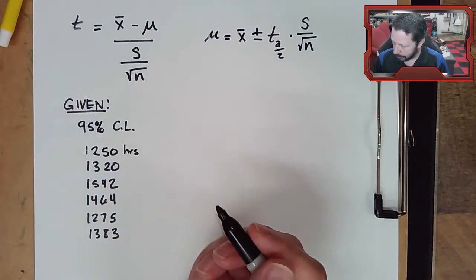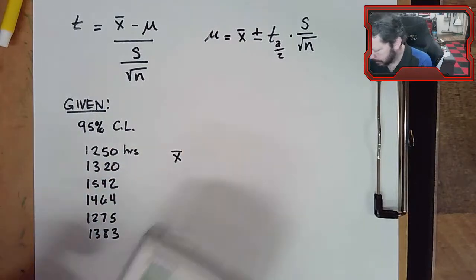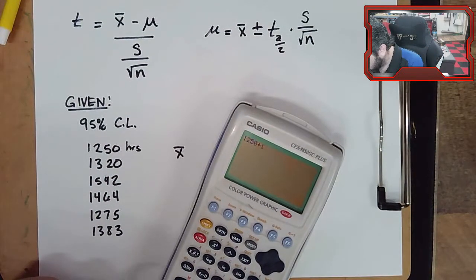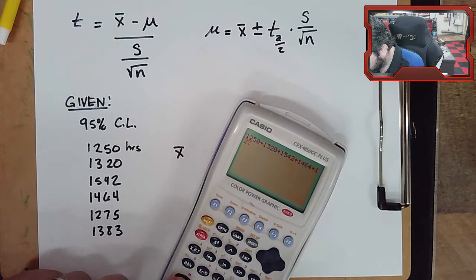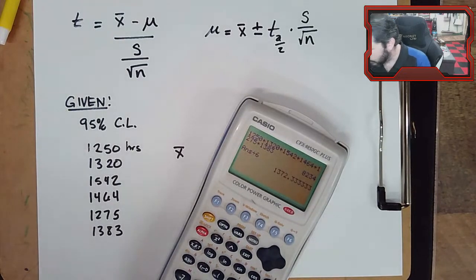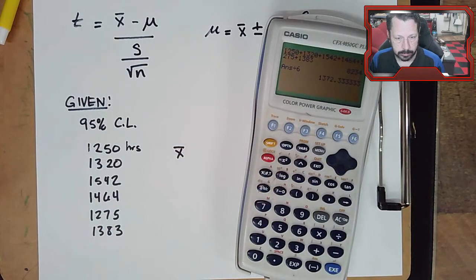So X bar, we literally go in and add them up, divide by 6. Hopefully I typed all those right. 1372.3. Yes, all right.